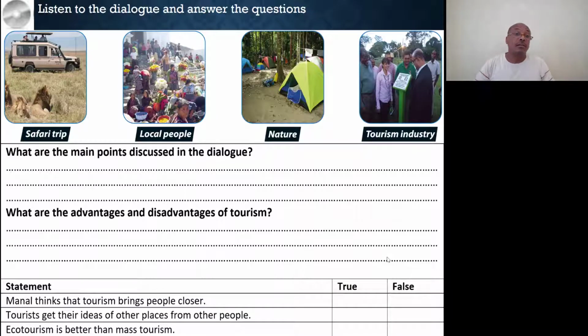Now, our dialogue. Well, take a look at the pictures first to get an idea of the theme, the main ideas discussed in the dialogue. So you have a safari trip, local people, nature, tourism industry. And also don't forget to read the questions first and then listen.